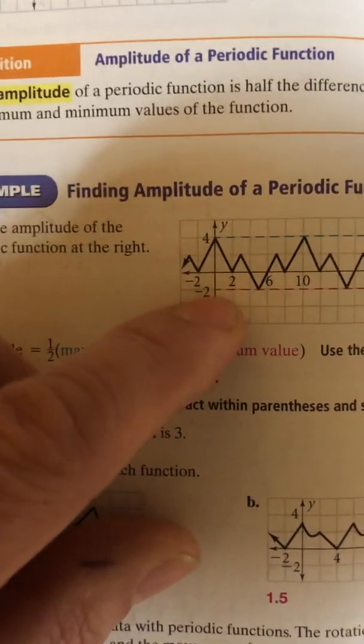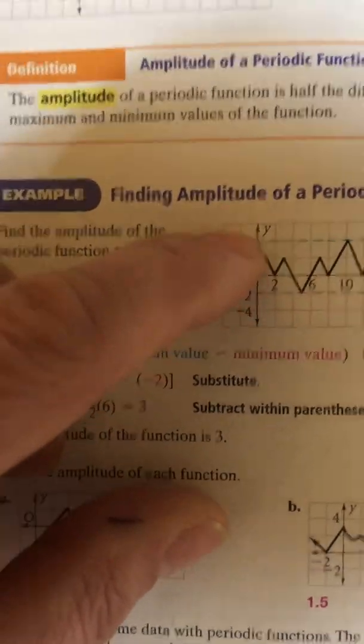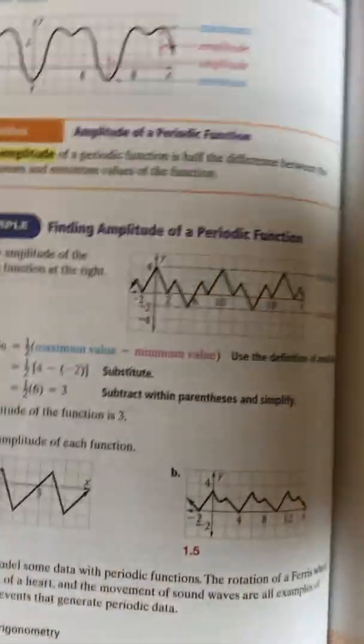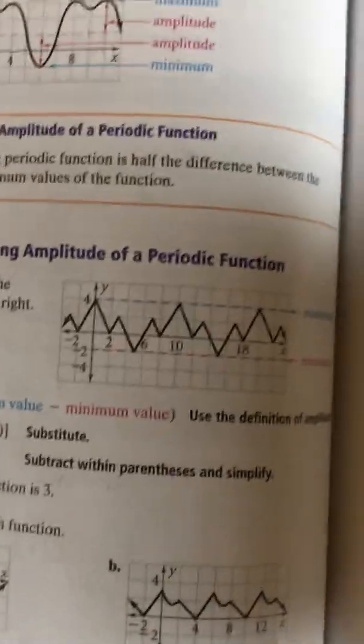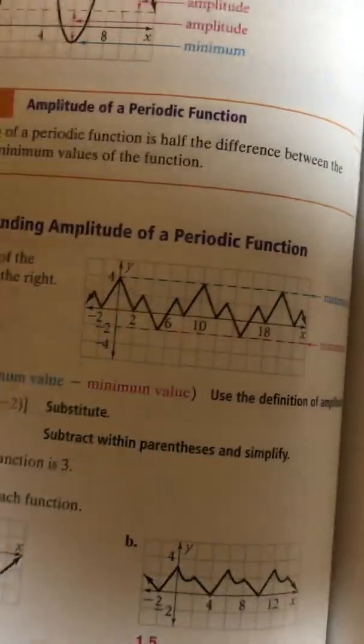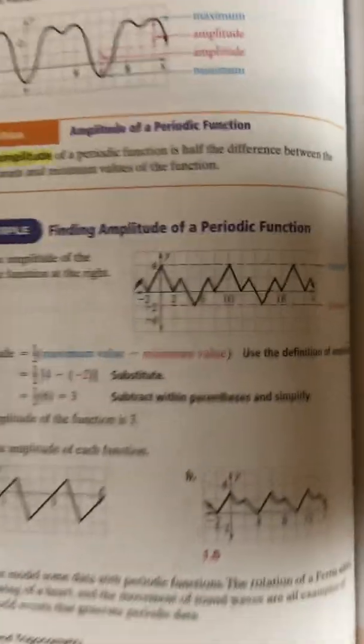2, 4, 6. Or subtract 4 minus negative 2, or negative 2 minus 4 is negative 6. But since we're talking about distance, make the negative a positive. It's the absolute value of that number. So if you subtract, it doesn't matter which way you subtract. If you get a negative answer, just make it positive. That's distance. So it's 6. The amplitude is 6 for example 3.